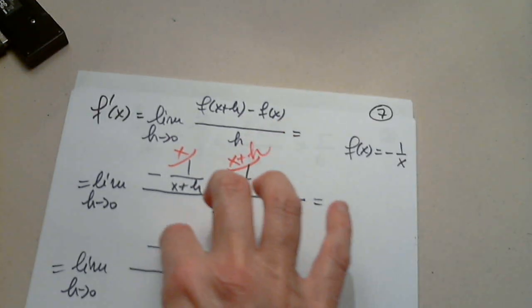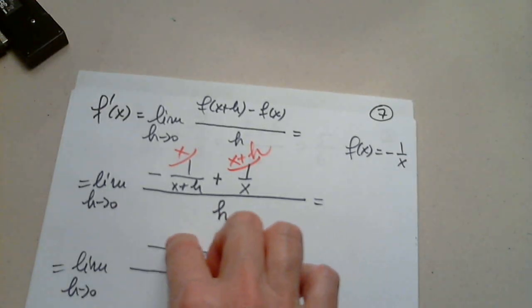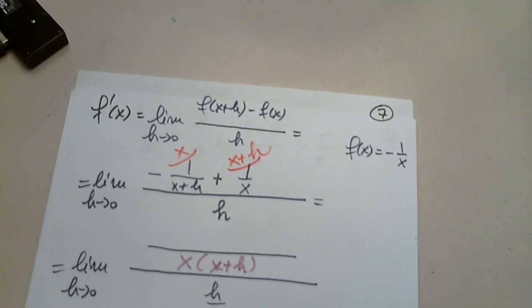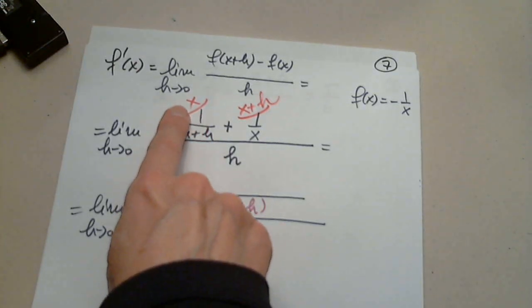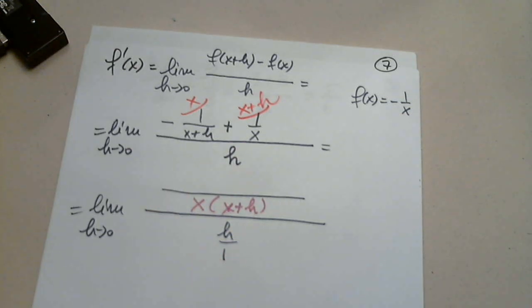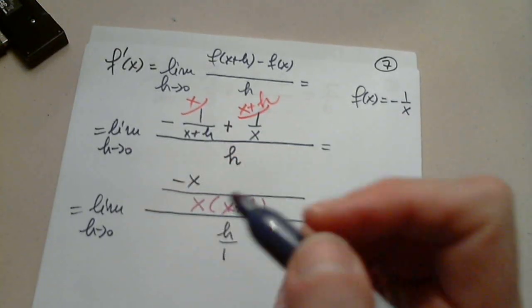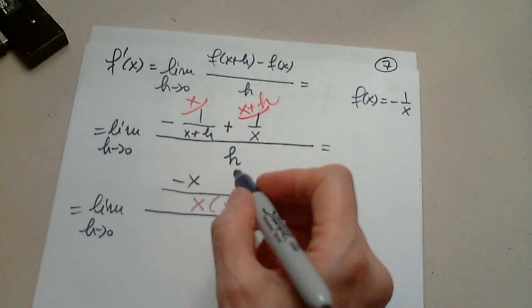And now let's see what we have at the top. What do we get at the top? Can anyone dictate? Just 1 times... Negative 1 times x. What do I have to write? Negative x. Excellent. Plus 1 times x plus 1 times h.